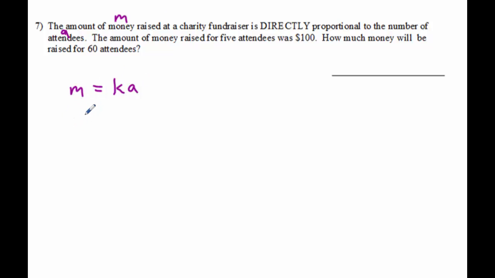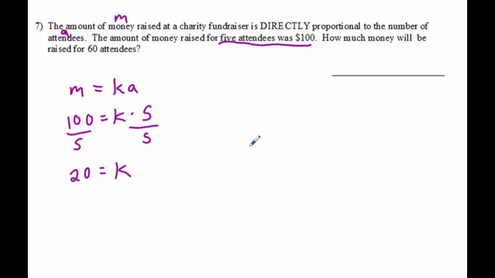So now we're going to plug in this first set of information they gave us. 5 attendees makes $100. So that means that K is 20. Now we need to do 20 times 60, because this is our formula now, and they told us to figure out how much it is for 60 attendees. So we got to do 20 times 60, which is $1,200.